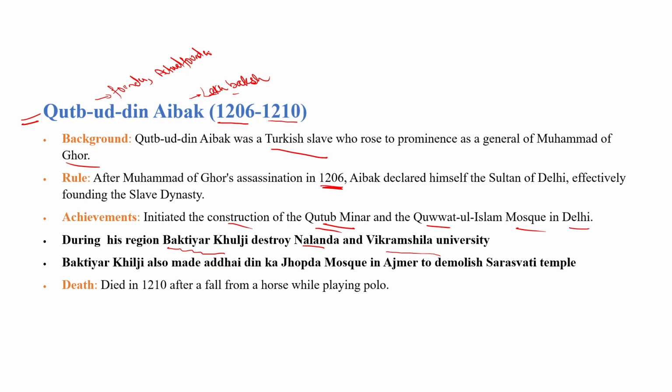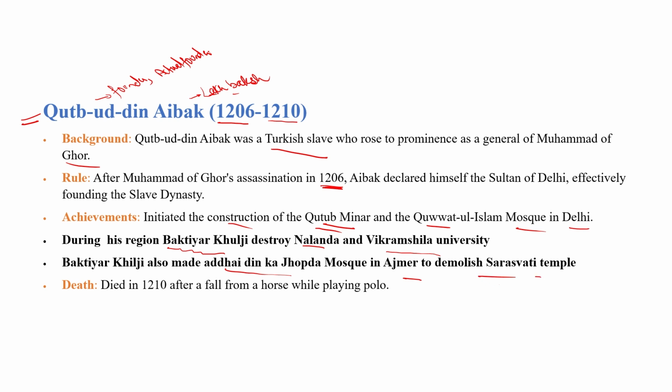Who was Bakhtiyar Khilji? Bakhtiyar Khilji was the general of Muhammad Ghori, and after the death of Muhammad Ghori, he became the slave or general of Qutbuddin Aibak. Also, Bakhtiyar Khilji made the Adhai Din Ka Jhopda Mosque in Ajmer by demolishing a Saraswati temple.